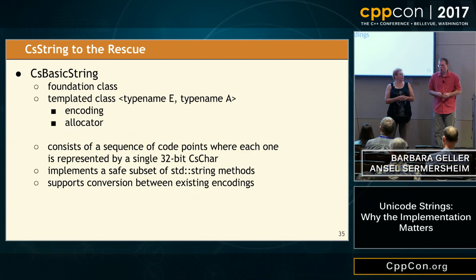What's important about using CS basic string is the fact that regardless of the encoding that the string is stored in, the user always sees a CS basic string as a sequence of 32-bit code points. You don't need to deal with the complexity of UTF-8 multi-byte sequences or UTF-16 surrogate pairs or any other variable length encoding in any representation that you might be using. And it supports conversion between these existing encodings as well.